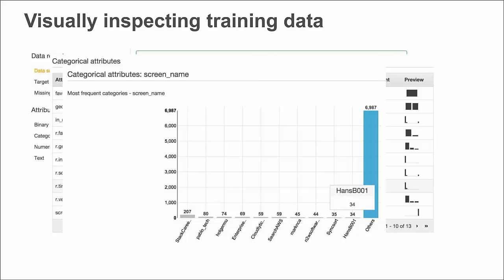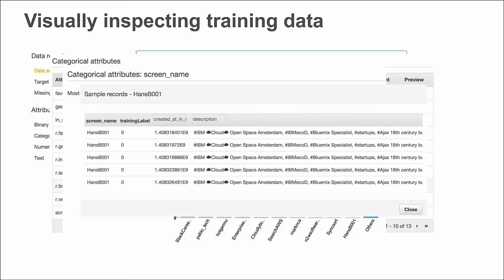But the bulk of the tweets are in the other tab, which is all the way to the right and in blue. And we can actually zoom all the way in and take a look at individual tweets that have been made by different handles by just clicking on any one of these bars in our histogram. So here we look at the Hans B001 screen name, and we see the description of that user, and we can switch over and take a look at the specific tweets they've made.